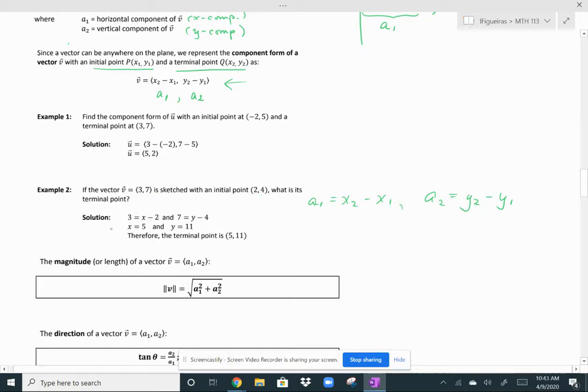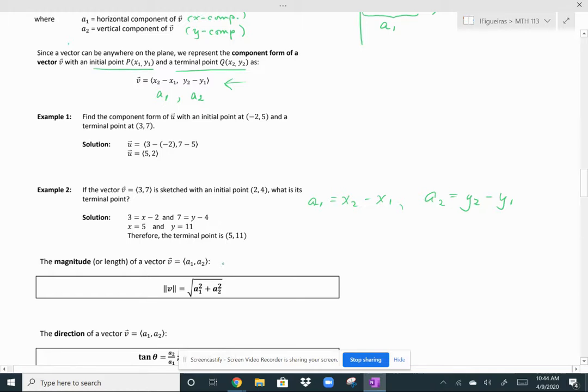So here you get x is equal to 5 and y is equal to 11. That represents the terminal point 5, 11. So it's a vector with an initial point of 2, 4, a terminal point at 5, 11, and its components are 3, 7. Okay, so if you do know the components, you can easily find the magnitude and the direction of the vector.